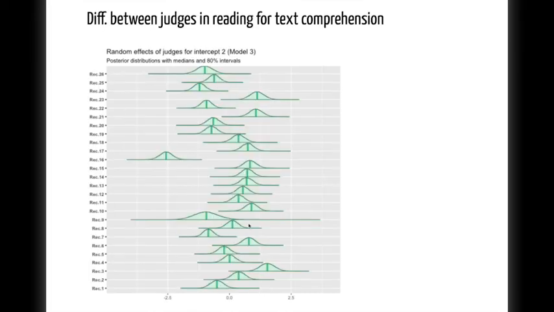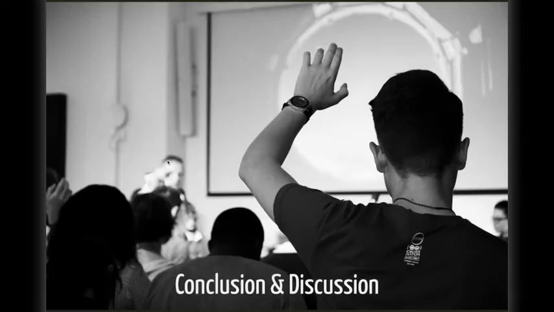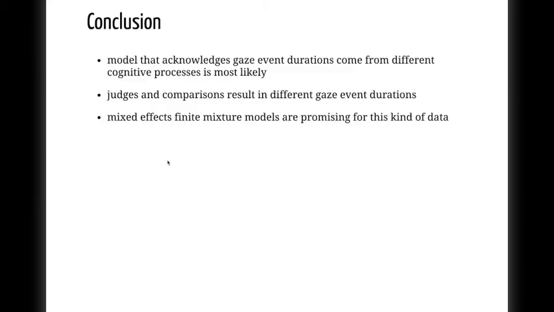We can also get some estimations of each individual judge. For instance, for text comprehension, we have judges showing longer visits and judges showing shorter visits while reading for text comprehension. We can do a similar thing for comparisons and so on. Voila, this is the presentation, the data analysis, that I wanted to show.